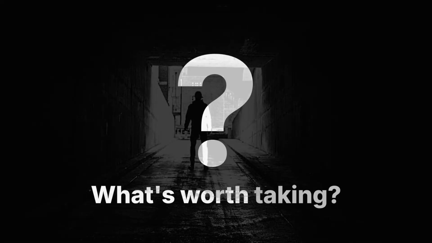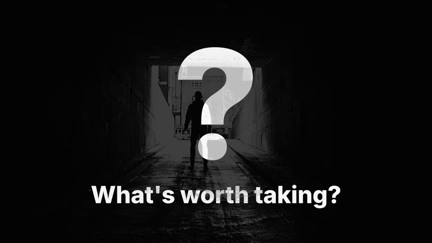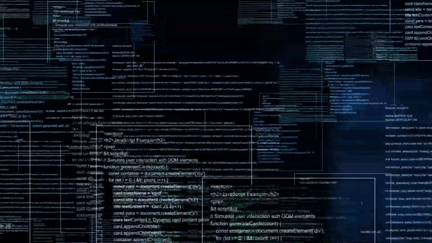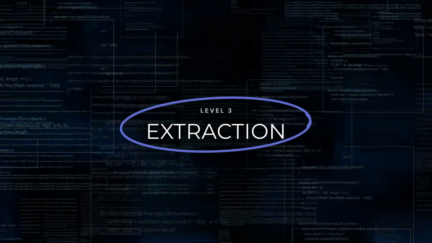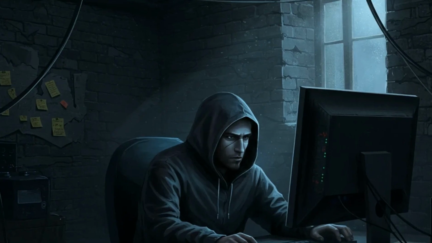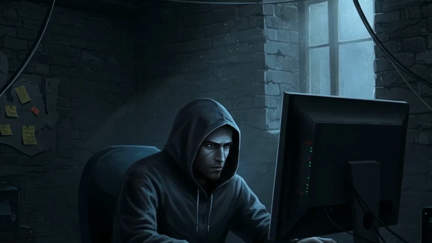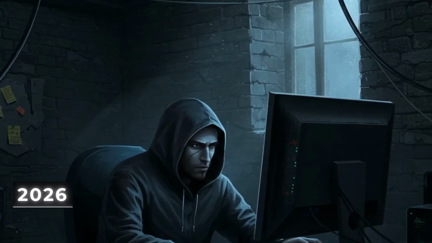Deception gets you in the door. It doesn't answer the question every attacker asks the moment they're actually inside. Now that I'm here, what's worth taking? Level 3. Extraction. Breaking things is optional. Taking things quietly is the more profitable move. And by 2026, most malware has figured that out.